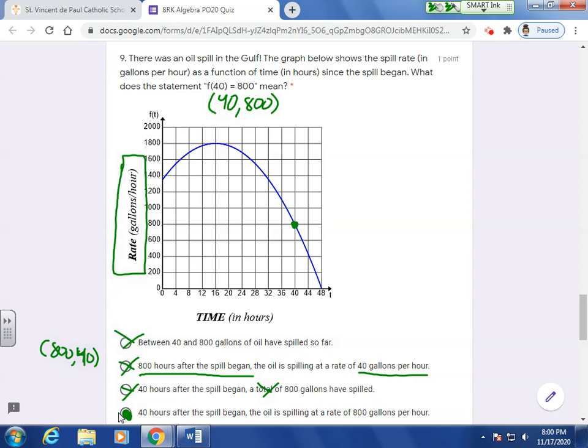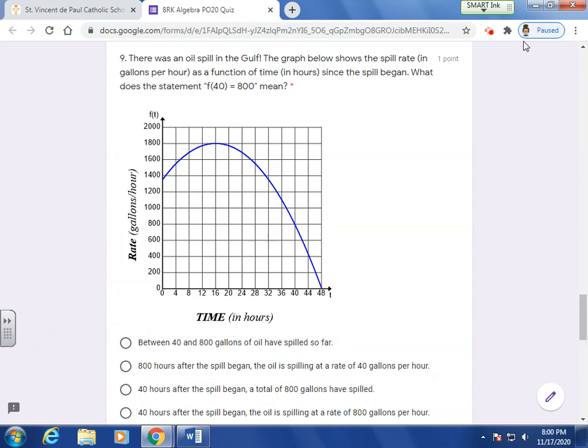40 hours after the spill began, the oil is spilling at a rate of 800 gallons per hour. 40 hours after the spill began, that is x, 40. 800 is the rate of gallons per hour, that's y, and there we have it. So this one was not only knowing the graph, but also interpreting it.